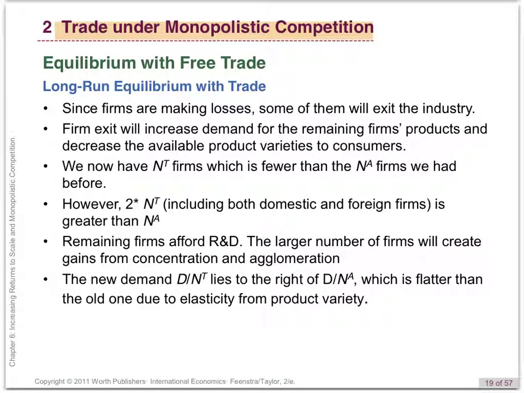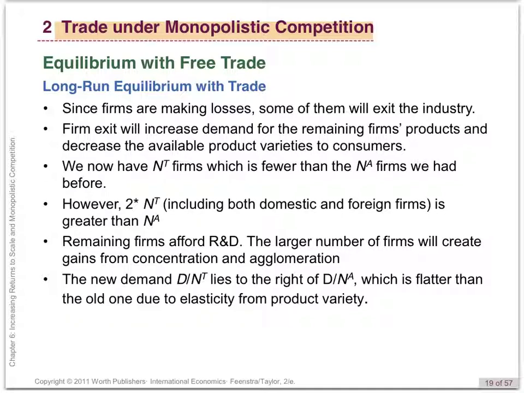So after trade, since some firms are making losses, some firms will exit, and that will increase the demand for the remaining firms' product. And we now have N_P firms that is fewer than N_A firms. So before trade 150 and now 100. But it includes both domestic and foreign firms, then 2 times N_T. So eventually it's more than before. Yeah?